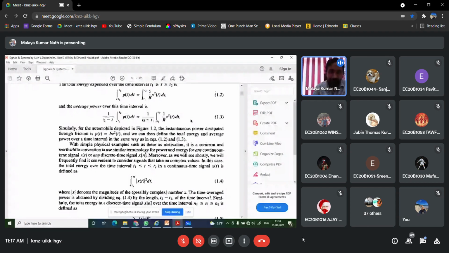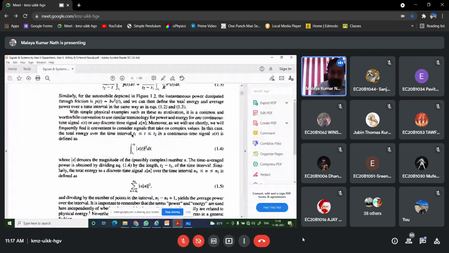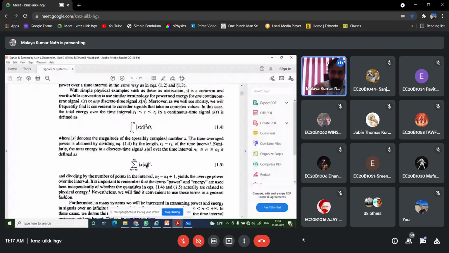Suppose you have some arbitrary signal x(t). Now how will we calculate the power? Your power is nothing but the integral from t1 to t2 of x squared(t) dt, which is represented like this. In this case, the signal is continuous in nature, represented by x(t). When the signal is discrete in nature, it is represented by x[n]. That means the signal has a magnitude or a value at discrete intervals of time.